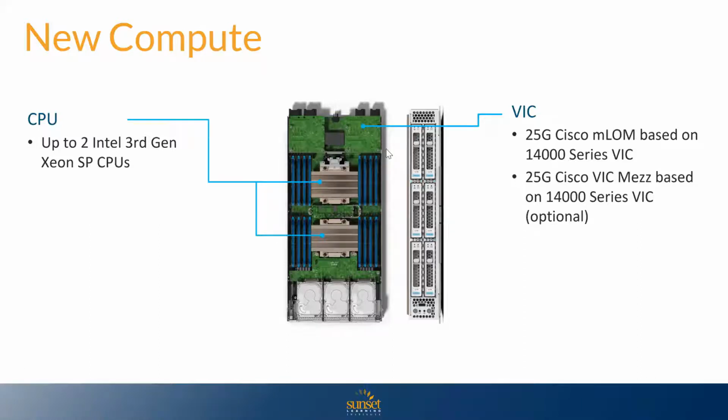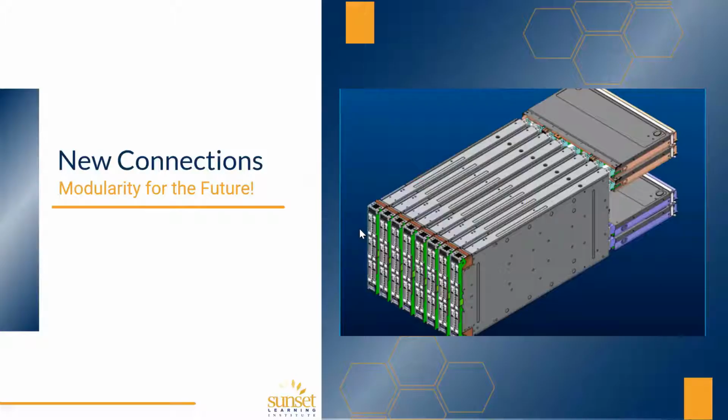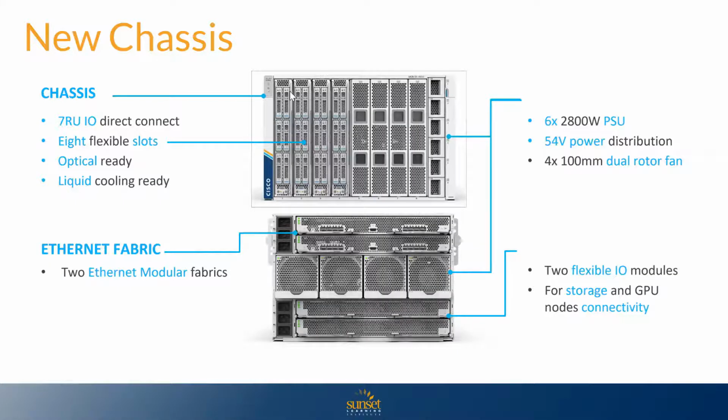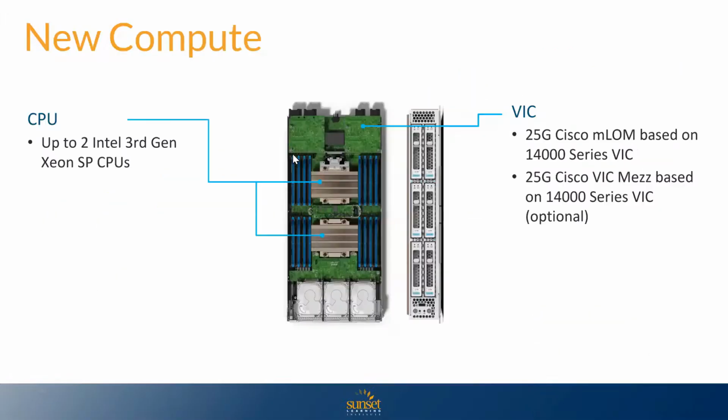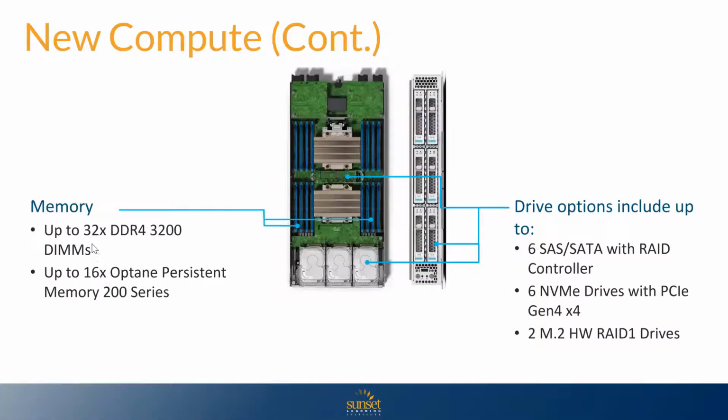So this is actually kind of a misleading graphic, because if we go back here really quick, the compute node goes vertical instead of horizontal. So this is actually much wider than what you would probably consider a half-width blade server. With that being said, it's still supporting second and third gen CPUs. We are now supporting, by the way, the 14000 series VIC, which is the 14425 and the 14845. The compute node also supports up to 32 DIMMs.